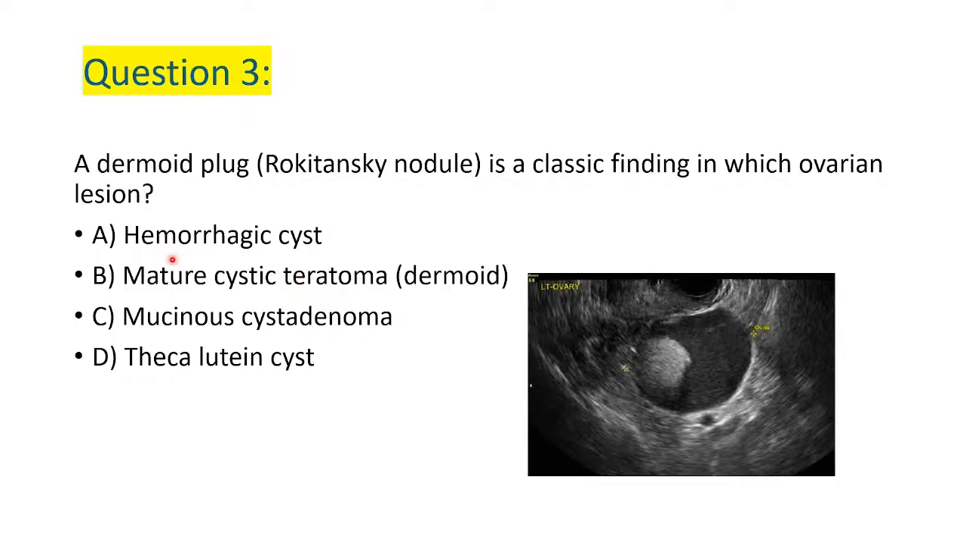So A, hemorrhagic cyst. B, mature cystic teratoma, which is the dermoid. Then C, mucinous cystadenoma. D, theca lutein cyst. So the morphology of a dermoid plug, the Rokitansky nodule, we find it in a mature cystic teratoma, which is the dermoid.